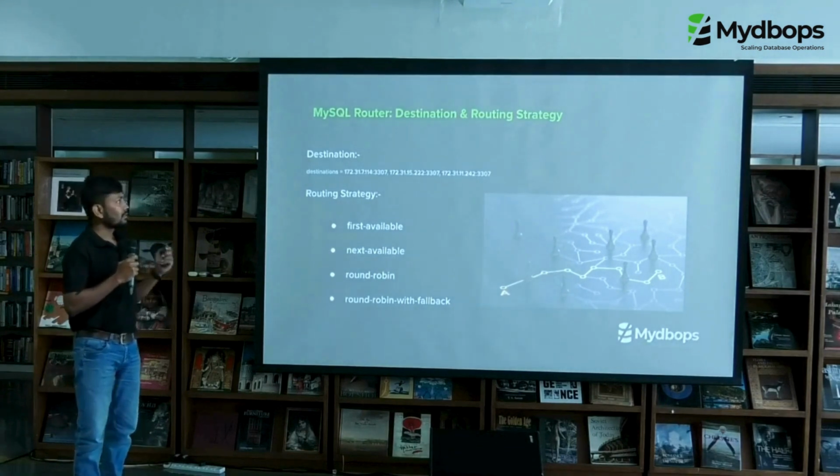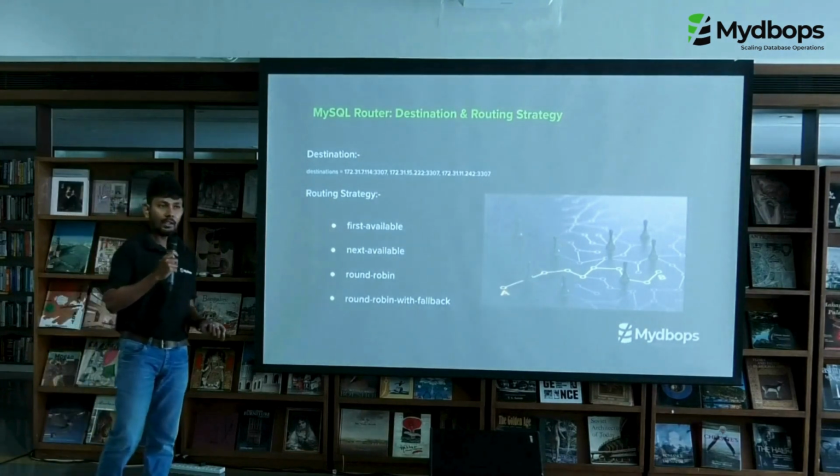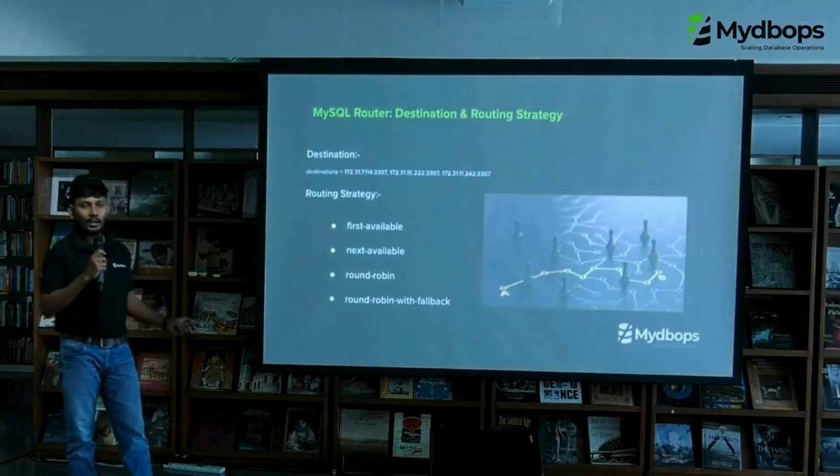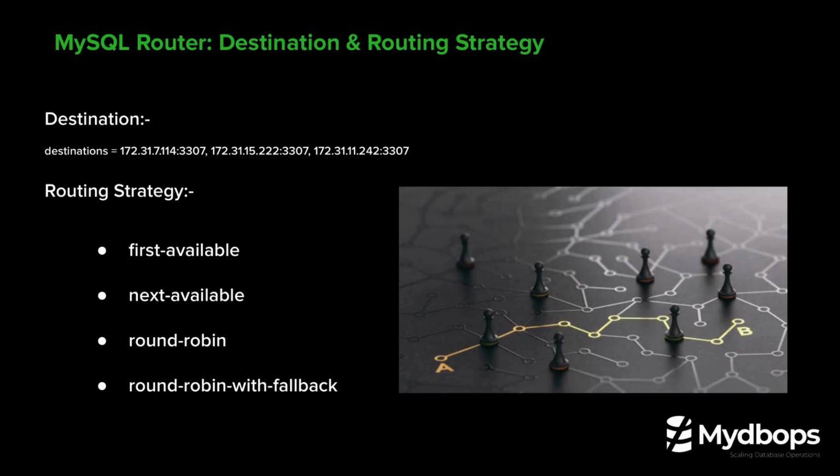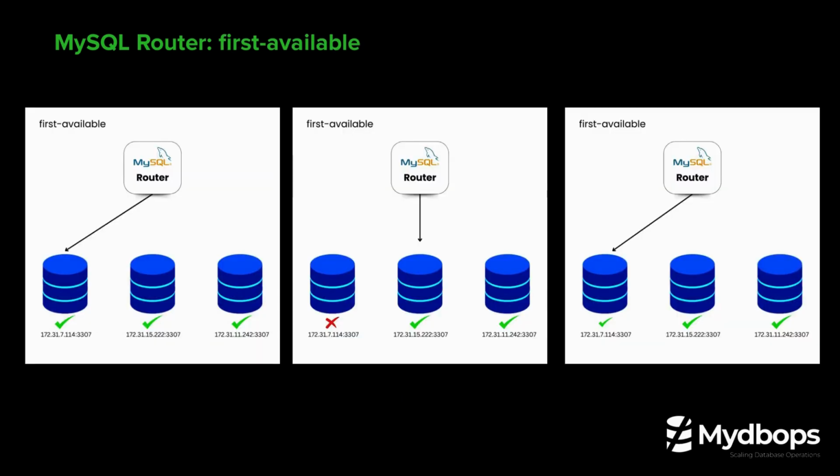There are 4 types of routing strategies available in MySQL Router. The first one is first-available, the next one is next-available, then round-robin, and then round-robin with fallback. To understand the routing strategies better, we have to understand destinations. In the destinations, we can give the servers to which we are going to route the traffic. In this example, I have taken 3 servers: 114, 222, and 242. We will see how each routing strategy works in each case.